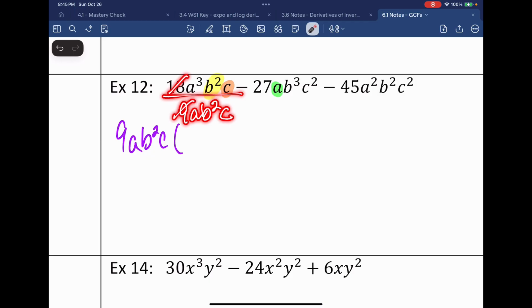Nine goes into 18 twice. That's a to the 1. b squared cancels, c cancels. So that leaves me 2a squared.